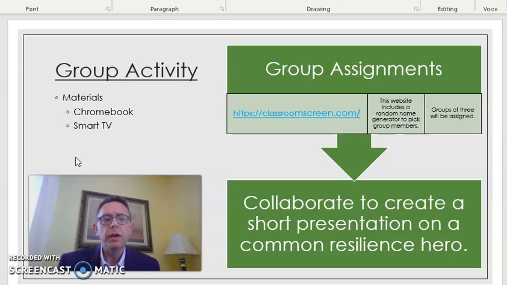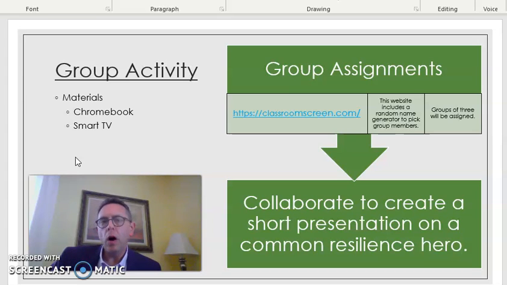Normally for this kind of activity, groups of 3 work best, and so we would collect teachers together in groups of 3 and then have them collaborate to create a short presentation on a common resilience hero. They would talk together and open a Google slideshow and create a couple of slides so that they could then present to the whole group. I imagine that this activity would take anywhere from 10 to 15 minutes. It gives each of the teachers a chance to talk with their small group, and then we would transition into a large group presentation situation.